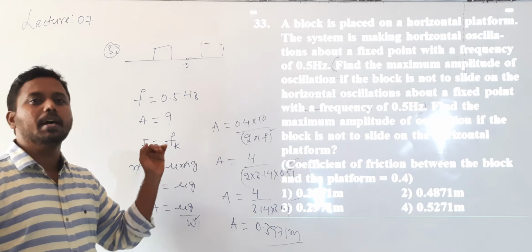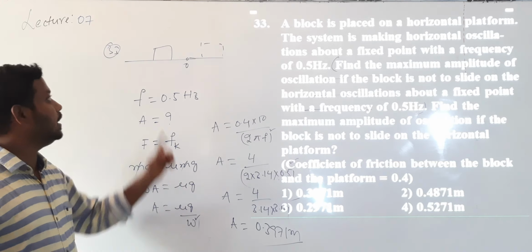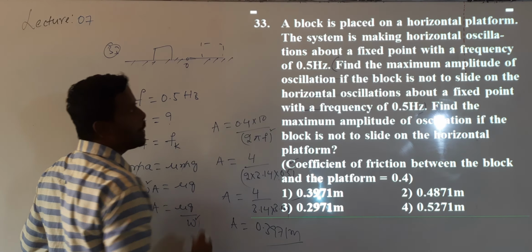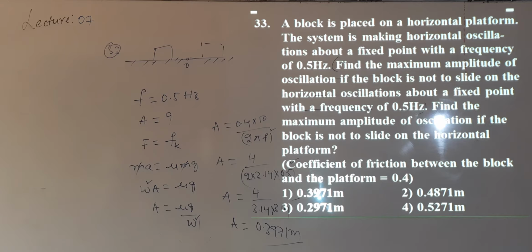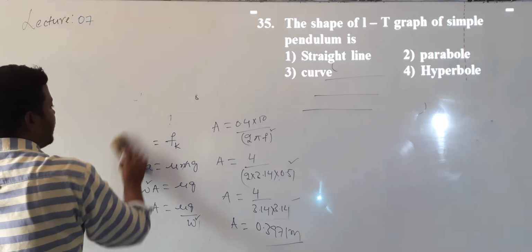The block itself is executing oscillations with the help of friction. They are asking what is the maximum amplitude. The block should not slide from this horizontal surface. Okay now? This is question number 32. Next, the last question for this class. This is question number 35.